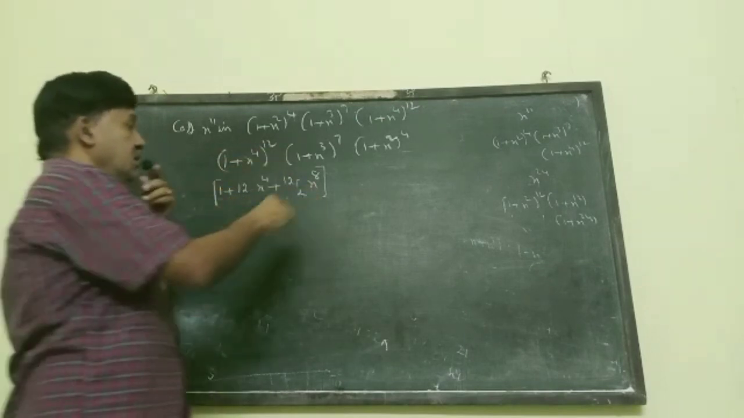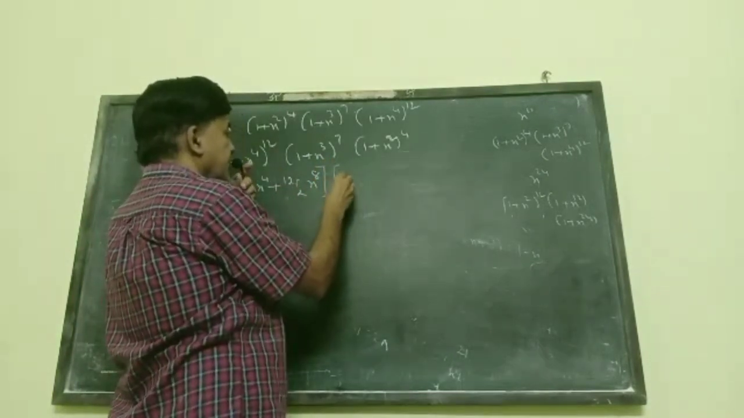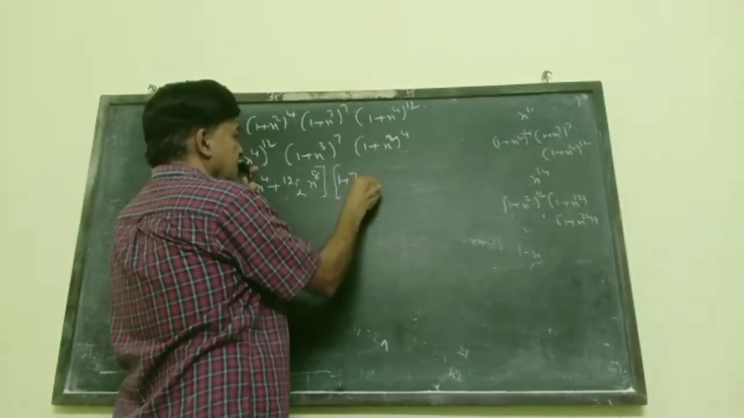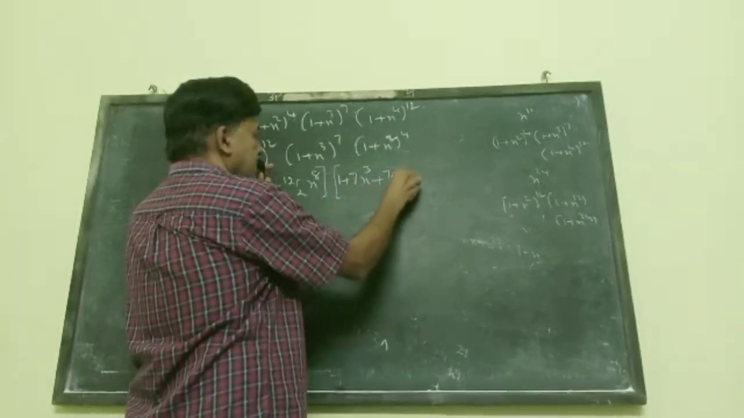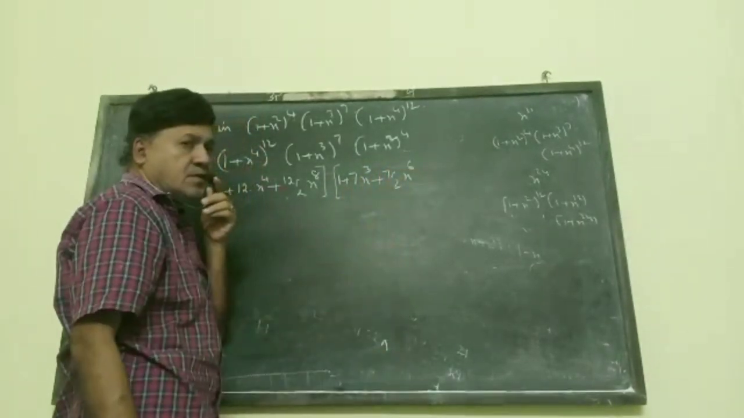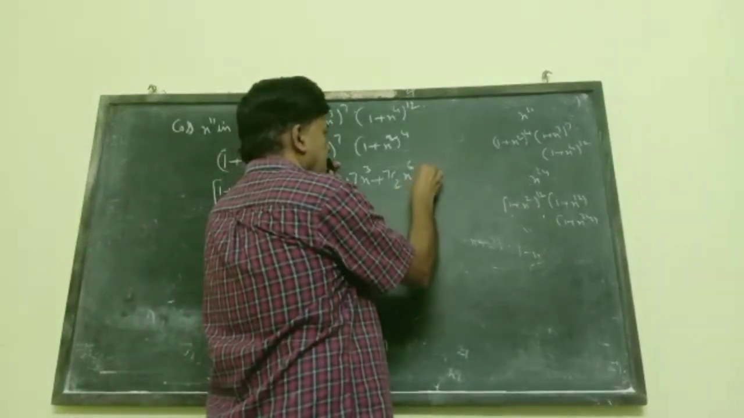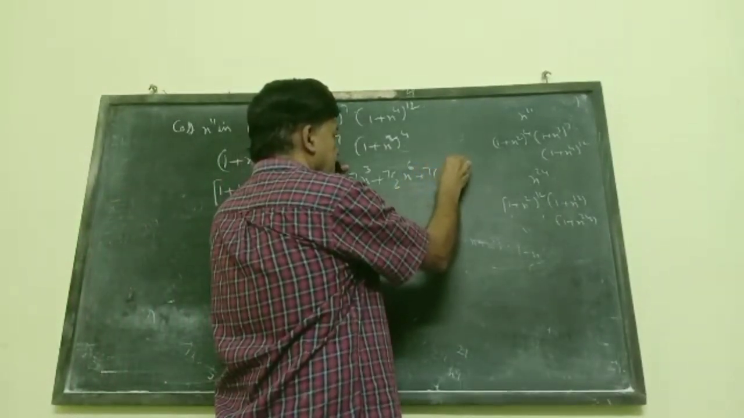That's it. Then you come to this: 1 + 7C1 x^3 + 7C2 x^6. Next you will get 7C3 x^9.